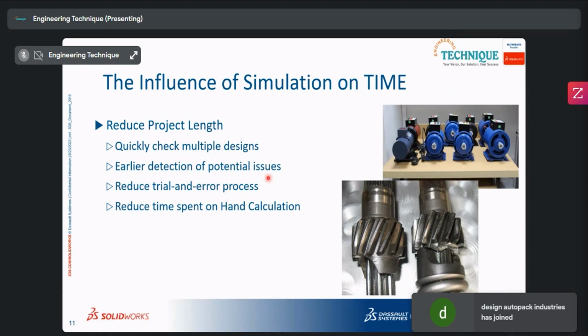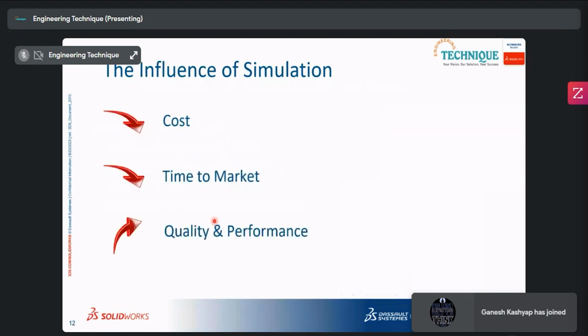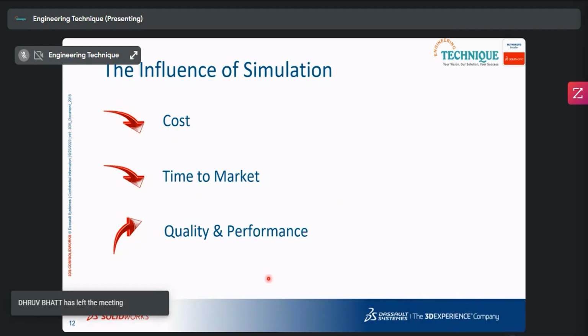Okay, you can directly predict which are the bottlenecks in the designs, and you can enhance the design from the simulation, then reduce the trial and error process and reduce time spent on hand calculation. Okay, so by using simulation, the cost can be reduced, time to market can be reduced, and quality and performance can be increased.